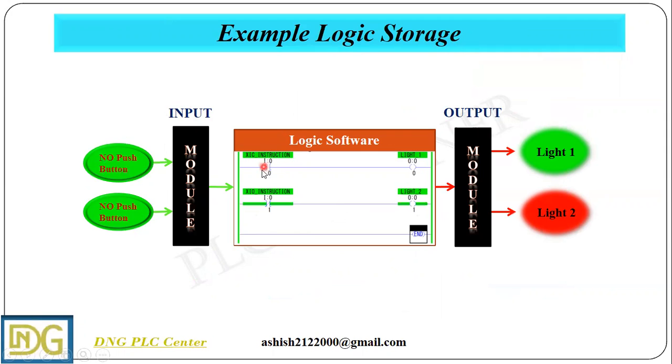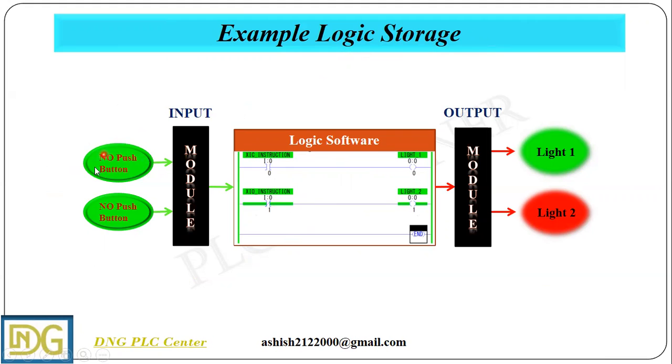These are the instructions. Here you can see this is our XIC instruction, and this is our XIO instruction. In the not pressed condition for both, our light 2 will be on, and our light 1 will be off in the initial state. Both instructions are not pressed. So this is the basic form of connecting the example in our logic storage.